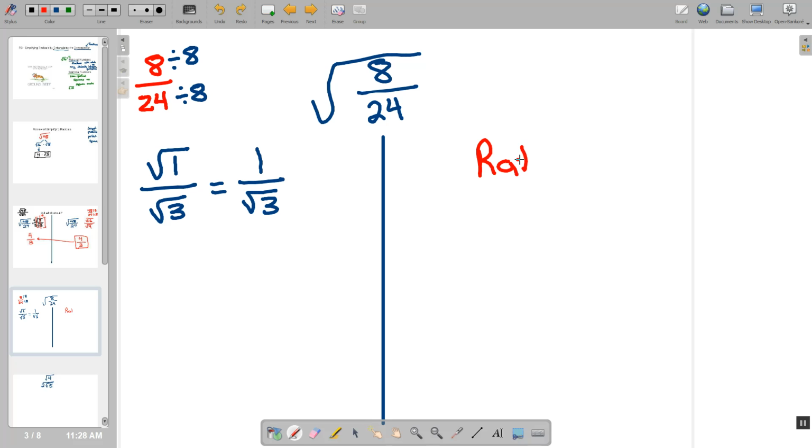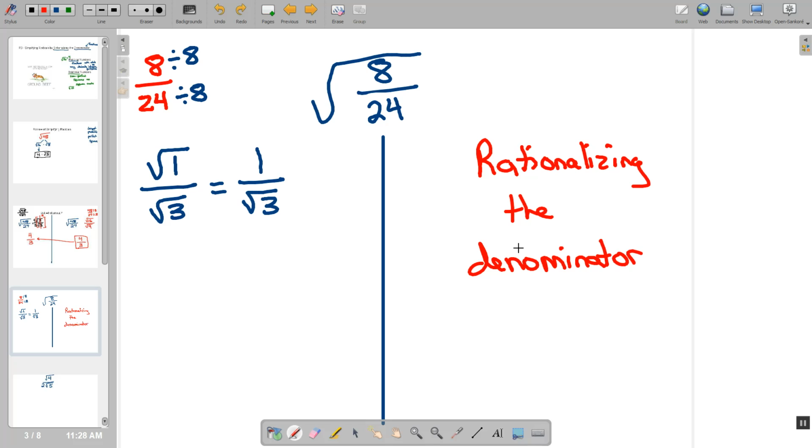And what we have is an irrational number in the denominator. And in mathematics, you always want to try to avoid having an irrational number in the denominator. So there is a very specific strategy on how we get rid of the irrational number in the denominator.